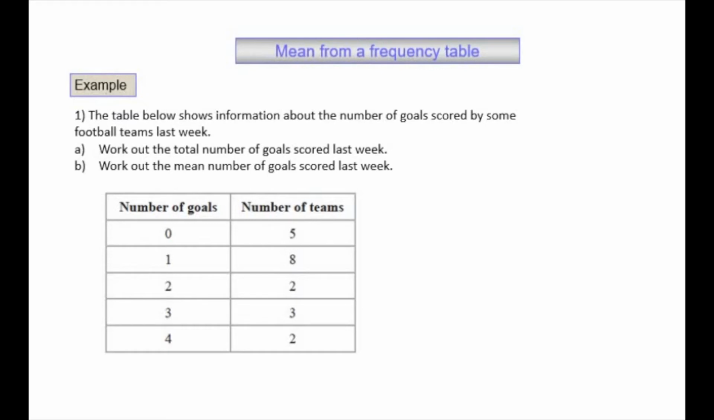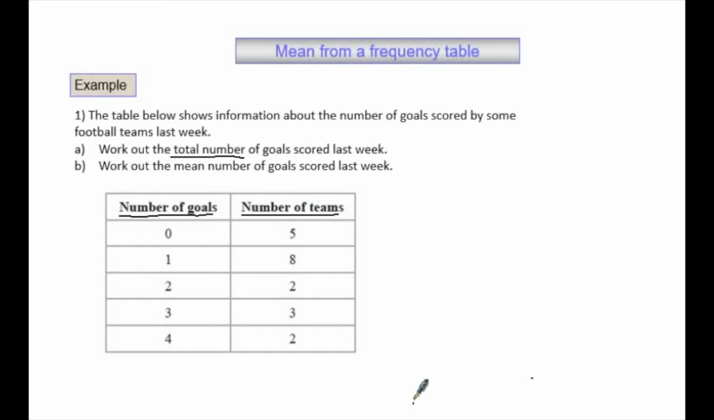So if we recap that word mean again, we know it's the total of all the pieces of data all together first, and then we divide by how many there are. So this part A is just working out the first part of your mean. We need to find the total number of goals. So in the table we've got number of goals here, and you can see it's got 0, 1, 2, 3 and 4. And then we have number of teams.